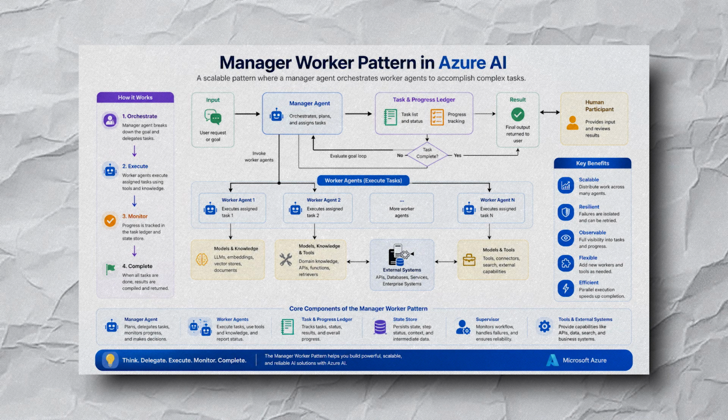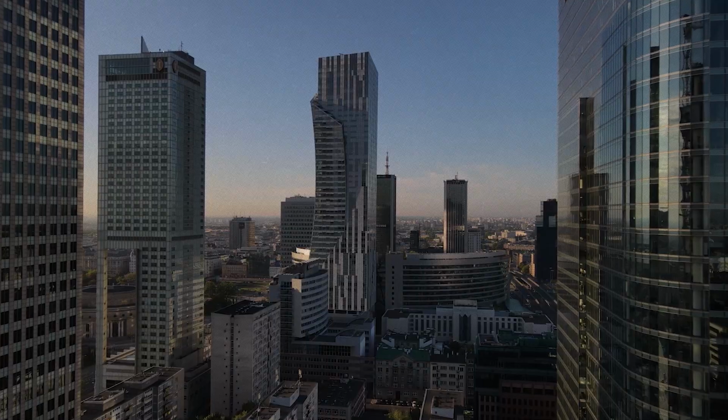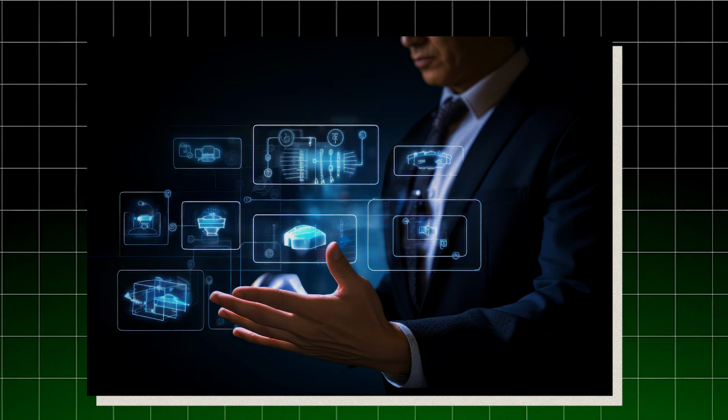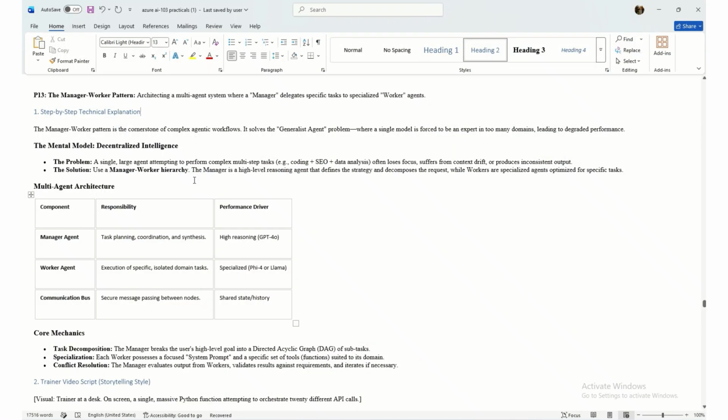In this lesson, you will learn about the manager-worker pattern, architecting a multi-agent system where a manager delegates specific tasks to specialized worker agents. The manager-worker pattern is the cornerstone of complex agentic workflows. It solves the generalistic agent problem, where a single model is forced to be an expert in too many domains, leading to degraded performance.